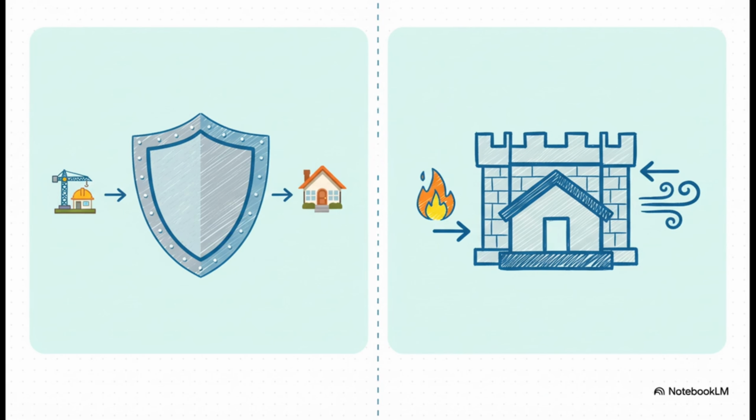So let's just put it side by side. This makes it crystal clear. General liability, that's for third-party damage. It protects other people from your work. Builder's risk, that's for first-party damage. It protects your work itself. One is for lawsuits, the other is for your actual property. They are two completely different tools for two completely different jobs.